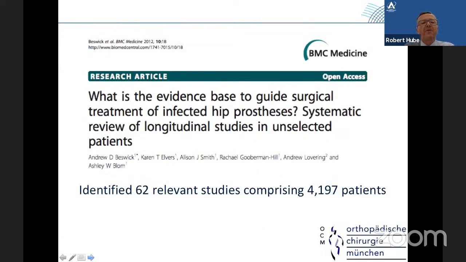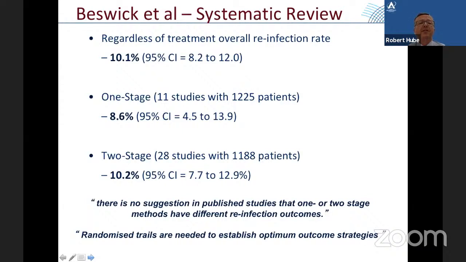And here, another review: what is the evidence base to guide surgical treatment of infected hip procedures? This systematic review identified at least 62 relevant studies comprising more than 4,000 patients, and they could see actually no difference between one-stage and two-stage. Here, in contrast to the other study, a little bit less with one-stage, but you could say that in one-stage you had better situations, better host, better soft tissue situation, not difficult to treat bugs, and in the two-stage they did more problematic cases.